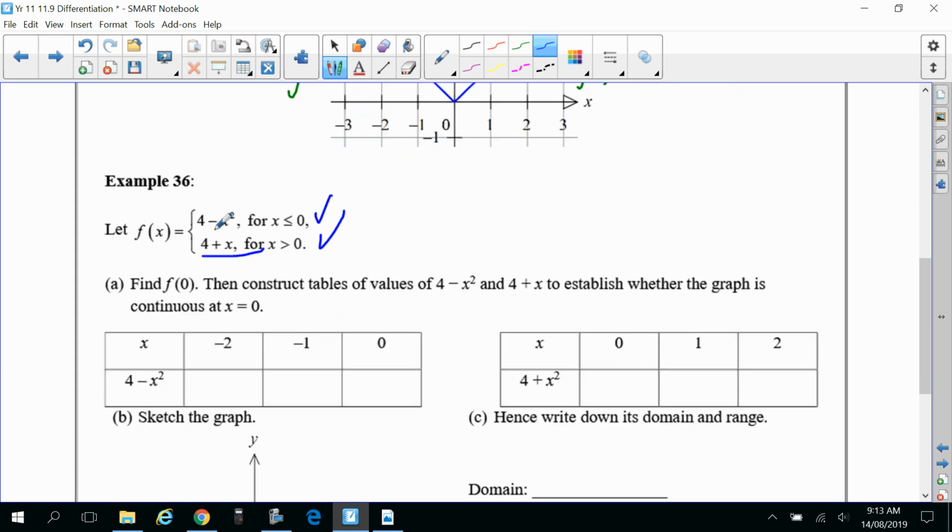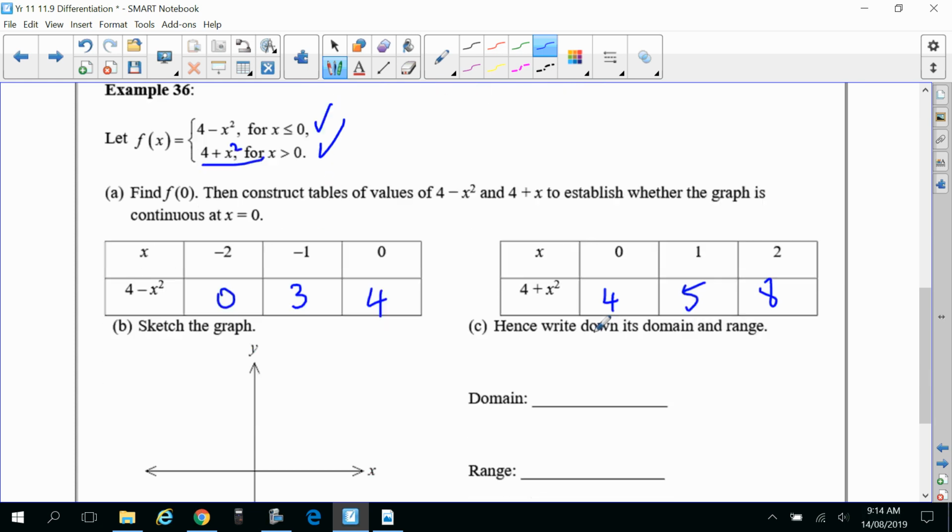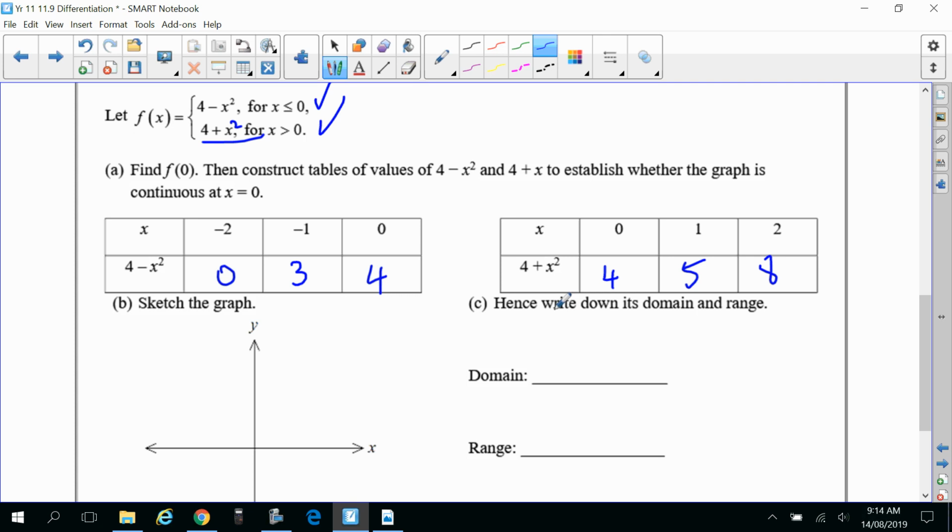So for this one, on the left of x is 0, we're going to substitute these numbers. -2 gives 0, -1 gives 3, 0 gives 4. We'll see whether these two tables join. And on the other hand, this part, 4 plus x squared, oh, that's meant to be a square, I forgot. Okay, so we're going to substitute 0, which gives 4, 1 gives 5, 2 gives 8. That's pretty cool. Now we're going to draw the graph.